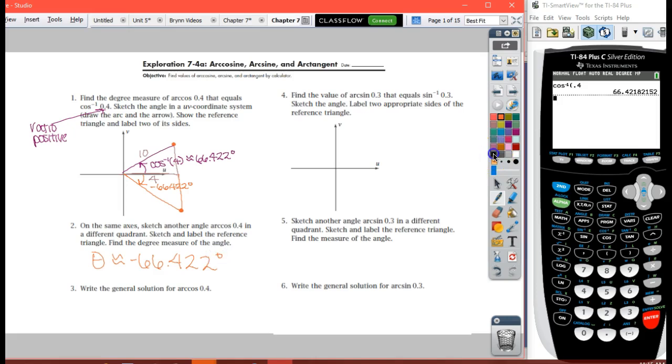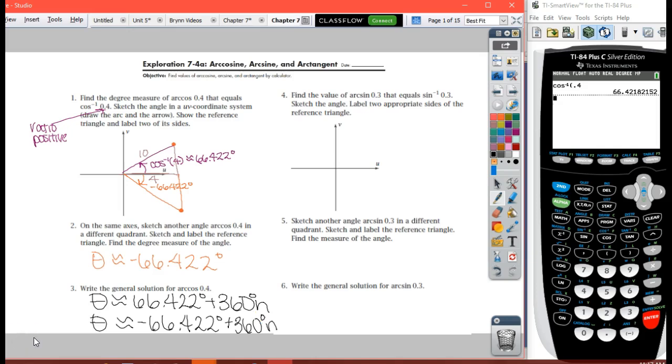So my general solutions to find all of the answers, I could start here, add and subtract 360 to get more, or I could start here, add and subtract 360 to get more. So my general solutions, theta equals positive 66.422 degrees plus 360n. Could add different multiples of 360. Theta would also equal negative 66.422 degrees plus 360n. And we call these general solutions because we can add and subtract multiples of 360 to get as many as we want.